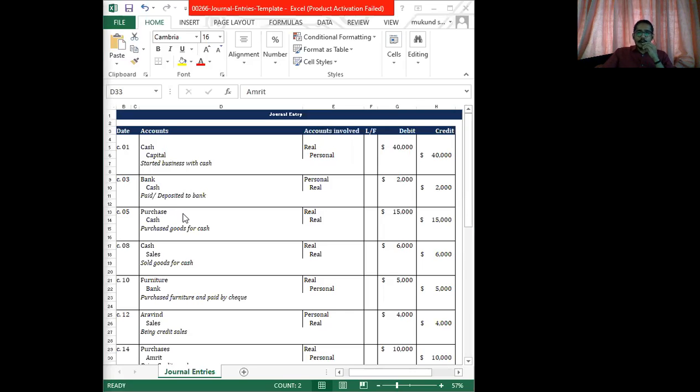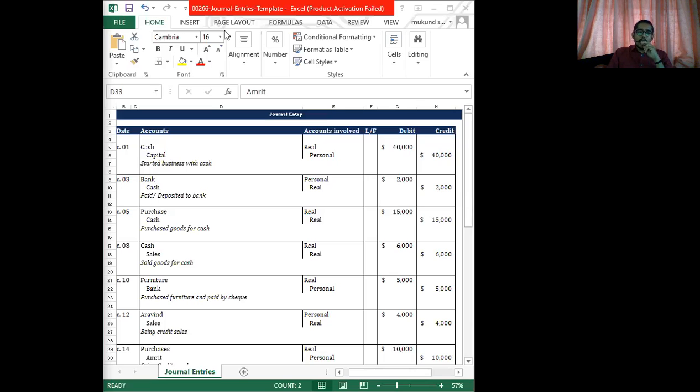Starting off with the transactions on December 1, Ajit started business with cash rupees 40,000. First of all, you should identify which are the two accounts involved there. First one is cash and second one is capital. The journal entry is cash account debtor to capital, because cash is a real account and the rule of real account is debit what comes in. Here cash comes in, so cash is being debited, and capital is a personal account and we are crediting the capital account.